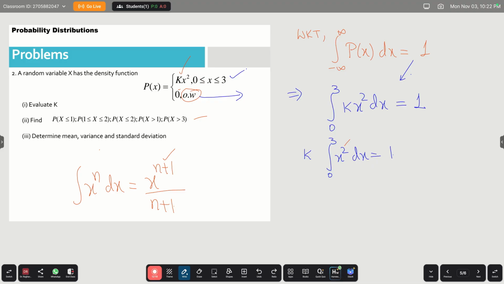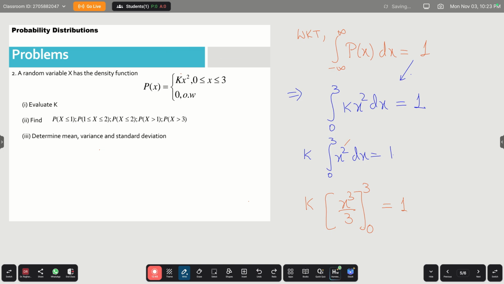Here 2 is the power, so when I integrate, it will be x power 3 divided by 3, and the limit is from 0 to 3, and this must be equal to 1. So now what I need to do is, I'll take it to the left of it. This I'll erase. So now I will apply the limits.